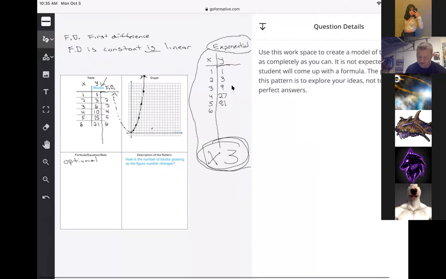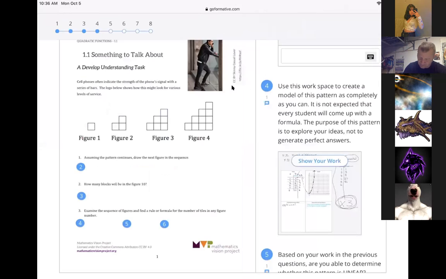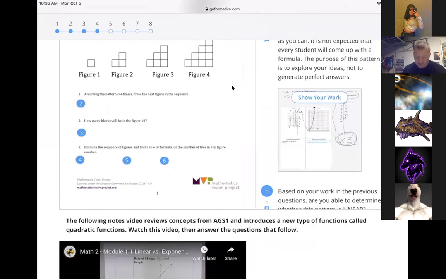Anything you'd add to that, Brandon? I don't know what to add. Okay, I think it's pretty good. Yeah, I think we're good. I might start class tomorrow saying what the explicit rule is for that one, or see if anybody got it.